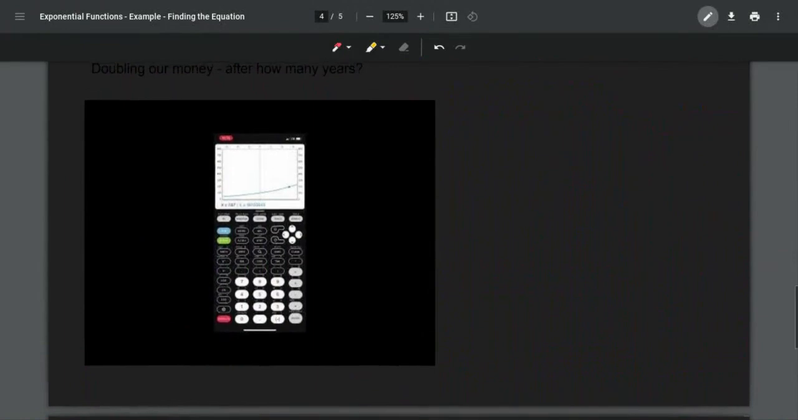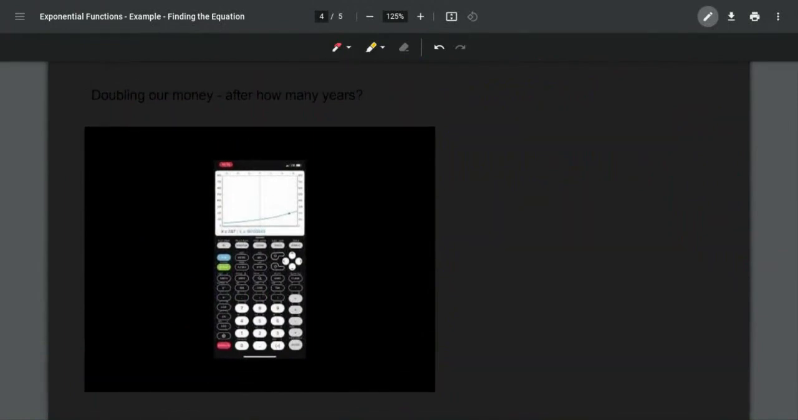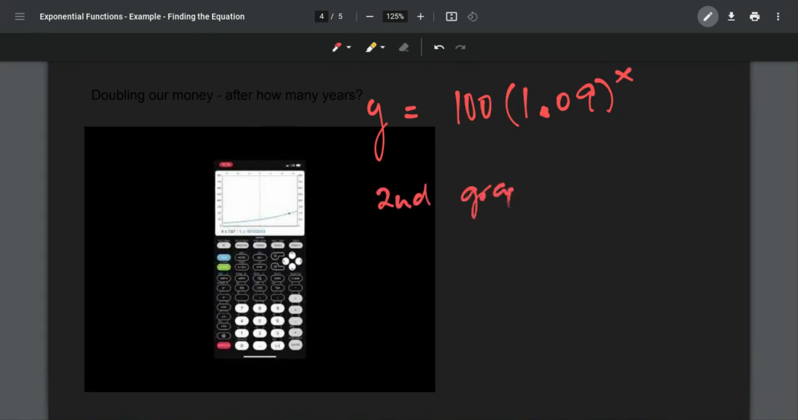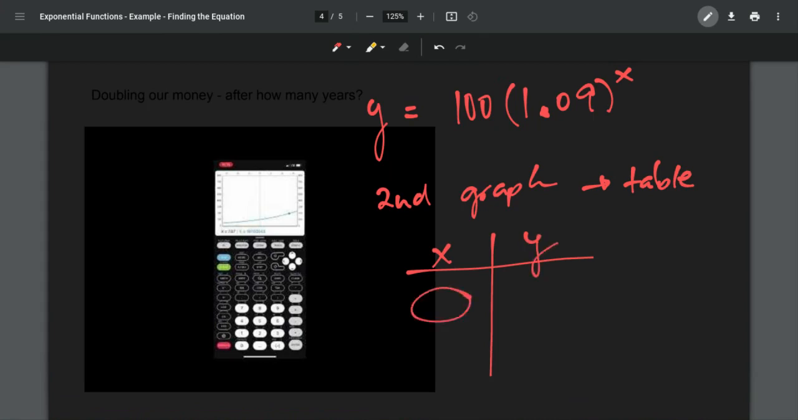Use your calculator, put in the function, and in your class notes, you have access to the video and you can watch it. So once you put your function in, you're going to put 100 times that to the power of X. Then you're going to go to second graph to get into your table. And then you're going to search for exactly what we just said, XY. At which point is this close to 200? That's the question.